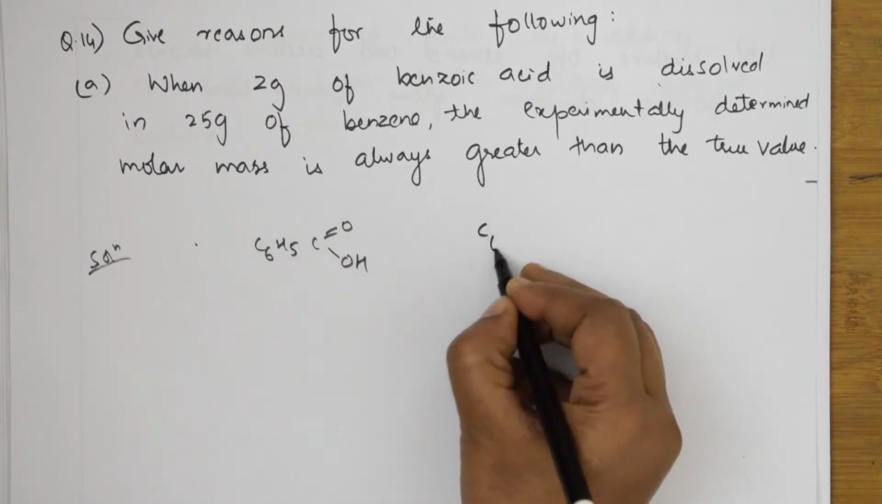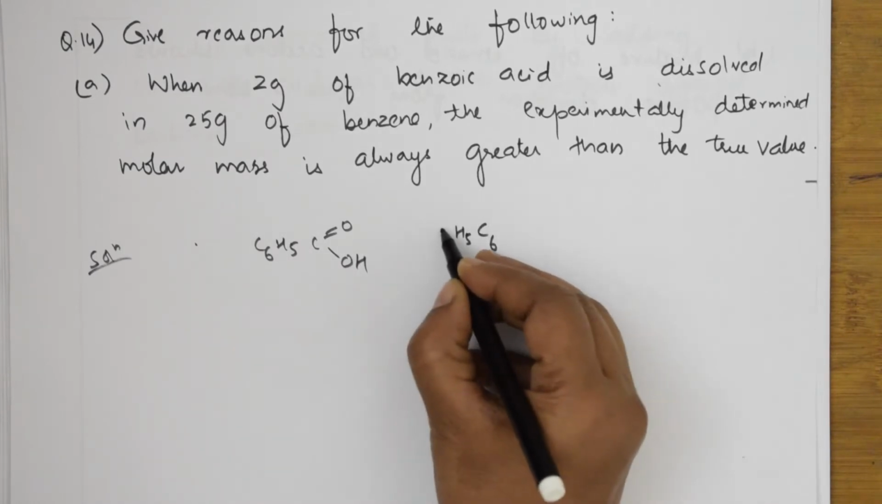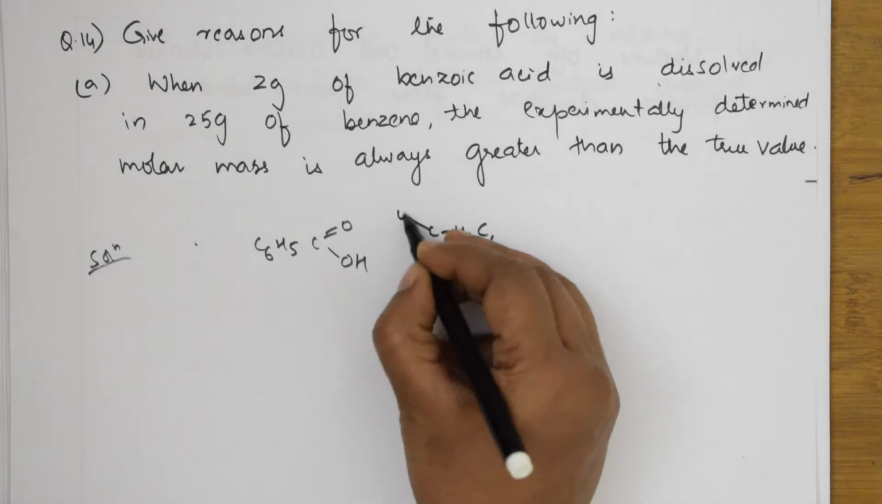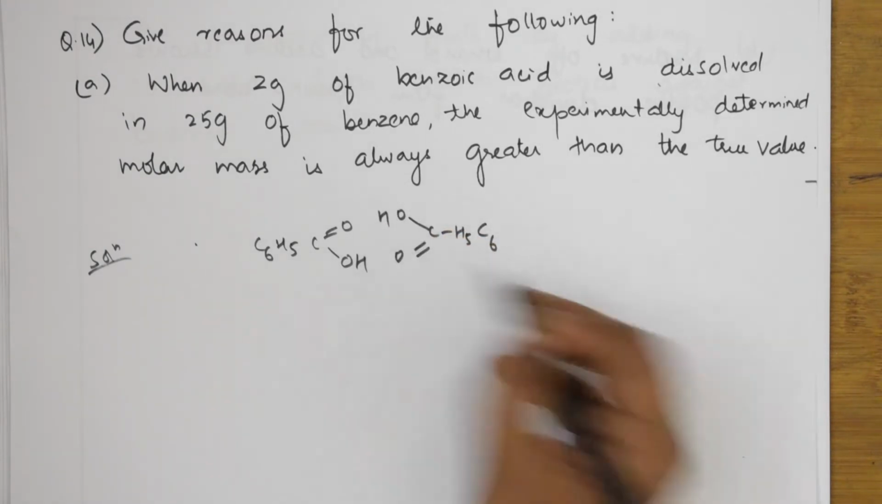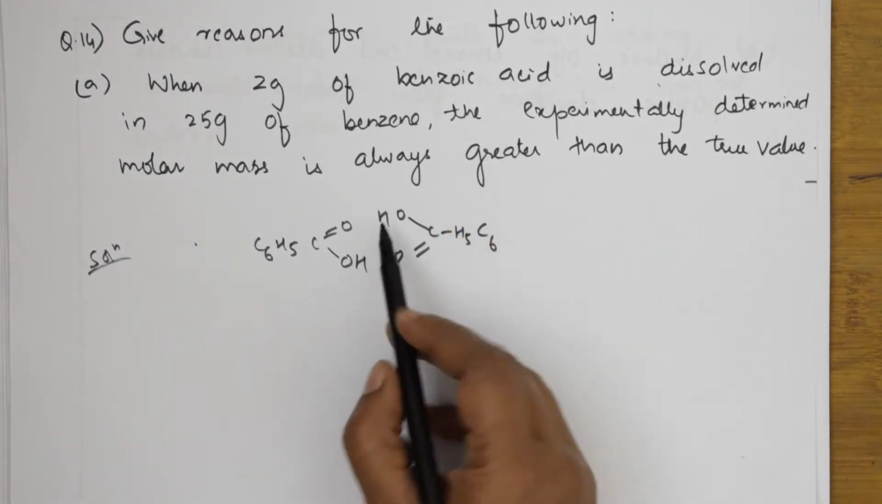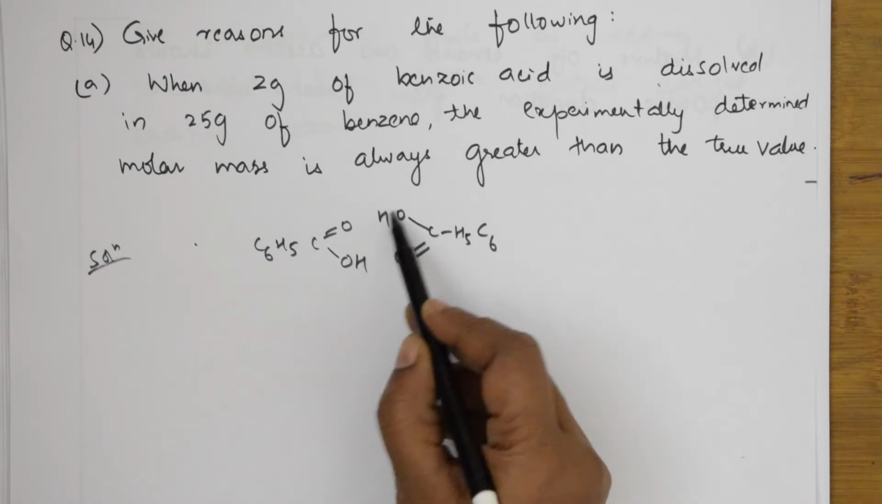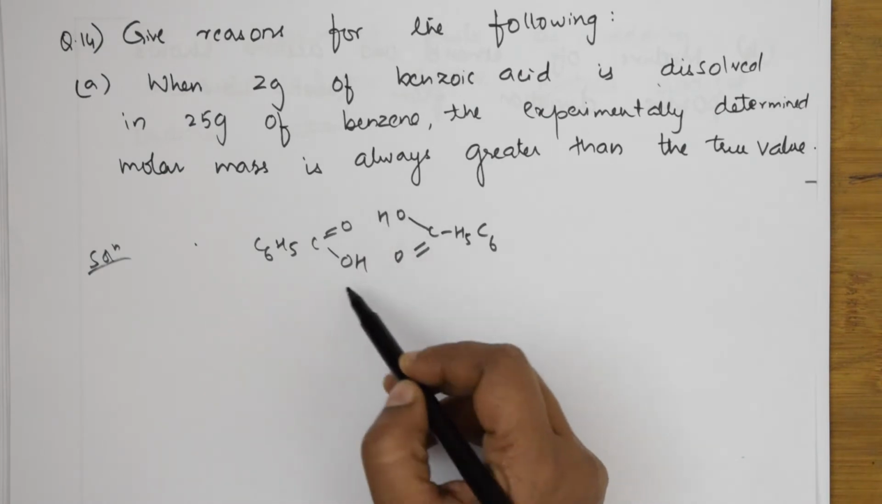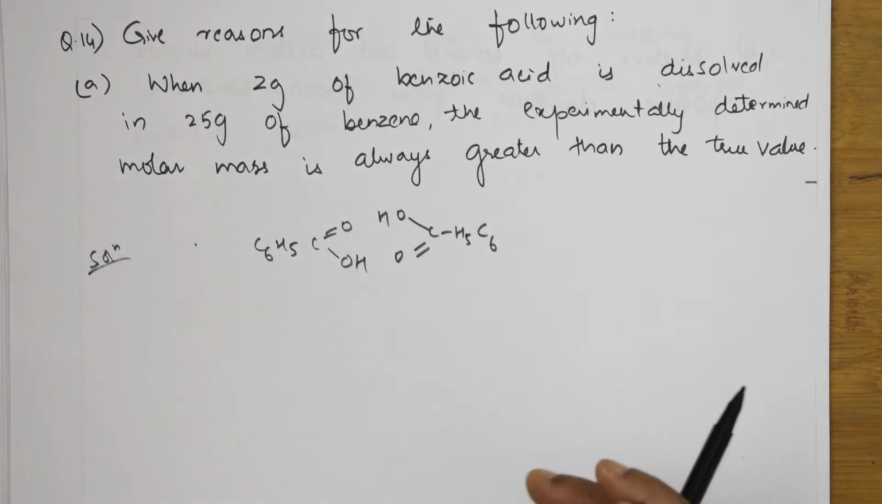Now join this side, C6H5COOH with a double bond to O. Correct? Yes. So what will happen? One water molecule is released out. When they combine, there is a formation of hydrogen bonding between the two.